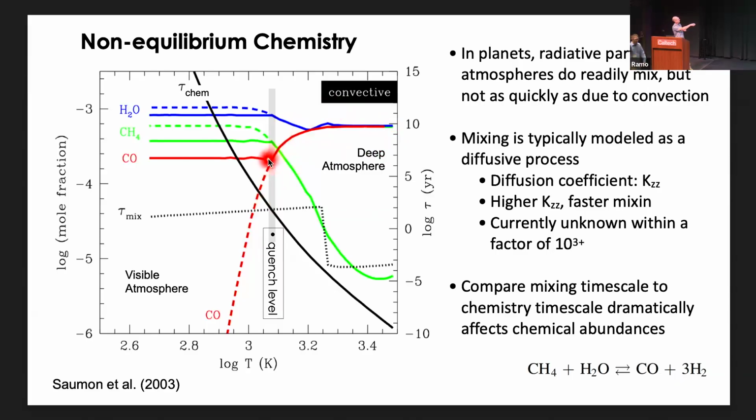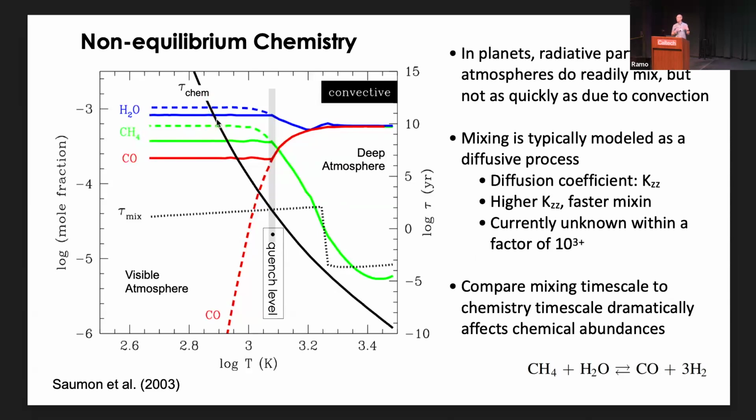So in equilibrium, as you get cooler and cooler up in the atmosphere, the CO abundance should fall off by many orders of magnitude. But if you imagine this parcel of gas passing through that quench level, what happens is that you freeze in the abundances at the quench level. So the CO abundance is high. Correspondingly, the methane abundance has to be a little lower, and the water abundance is also a little bit lower.